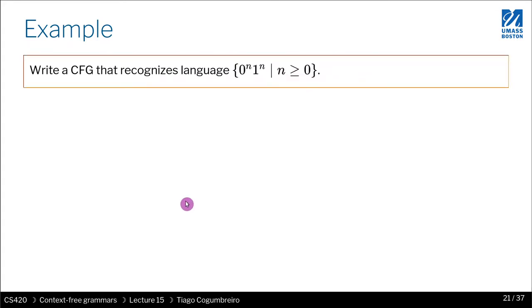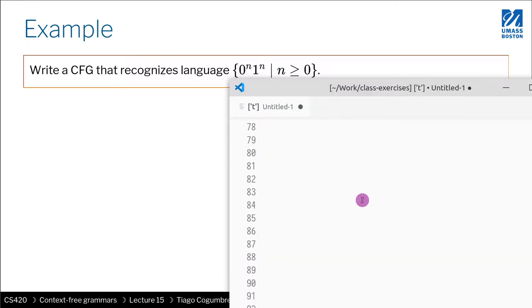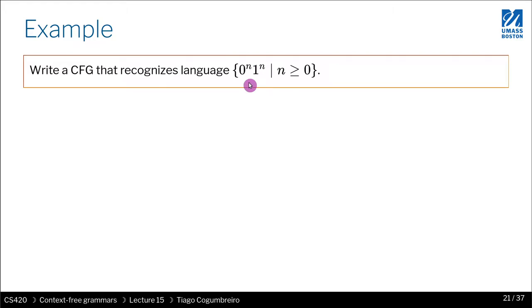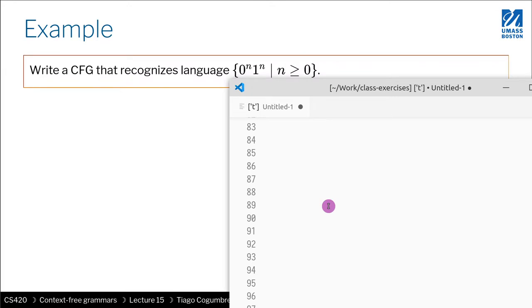Okay, so now a more interesting example. We saw that some languages are non-regular, and now we can see that actually our context-free grammars are able to describe non-regular languages. And this is one example. Now I want to show you how to write a grammar that is able to recognize 0 to the n, 1 to the n. So how do we do that?